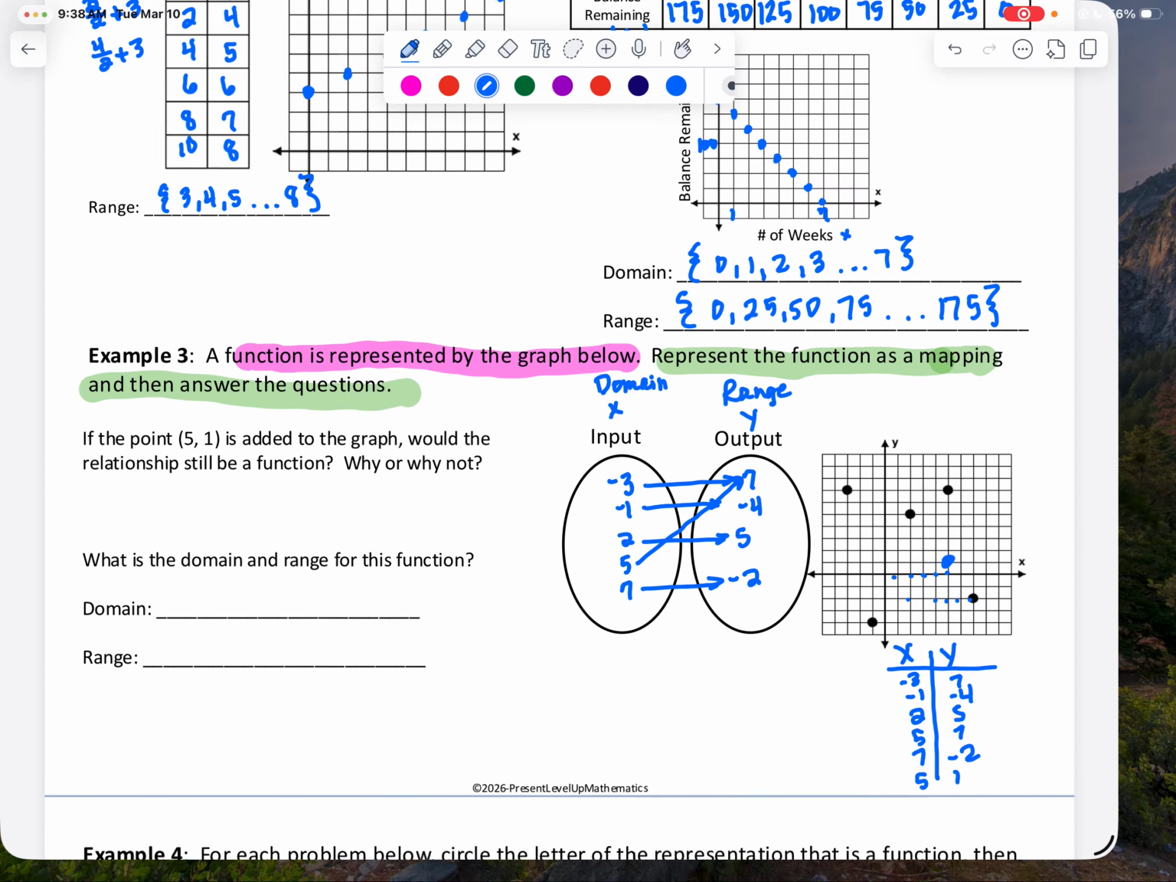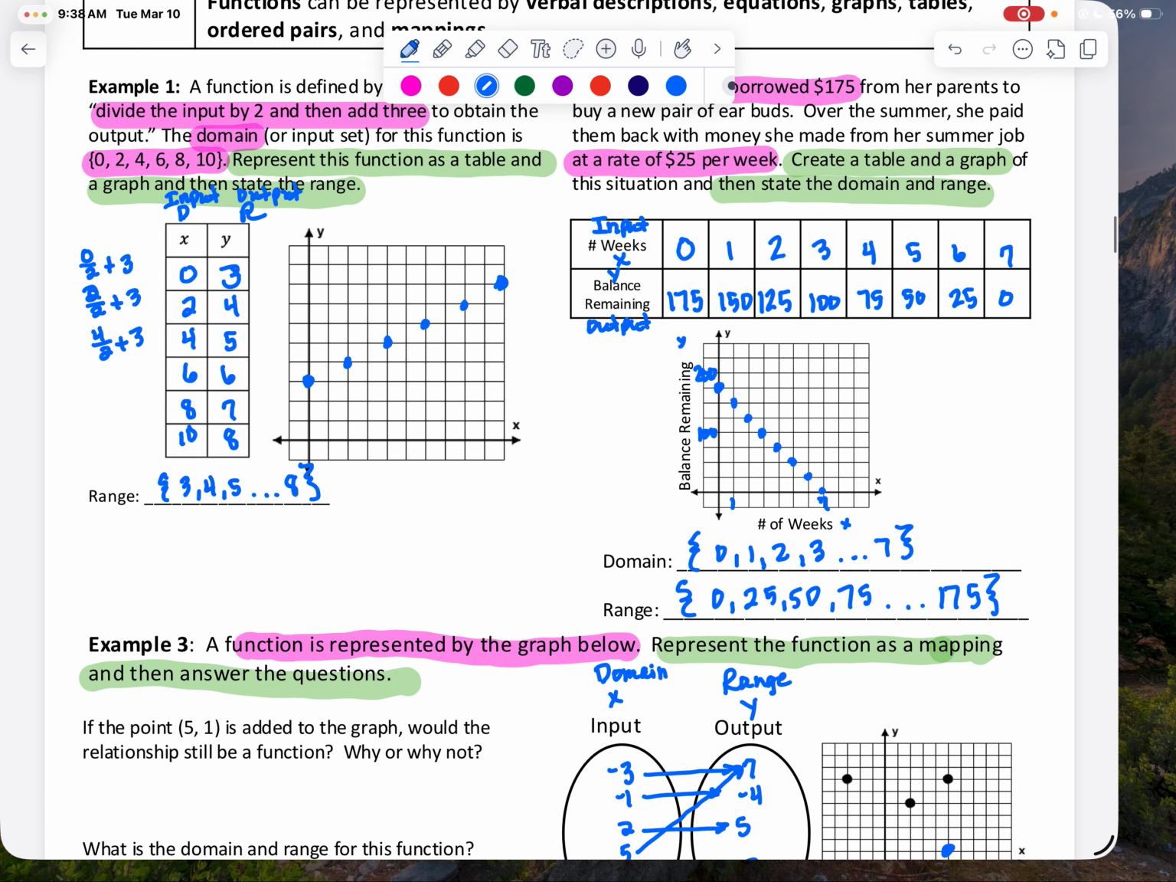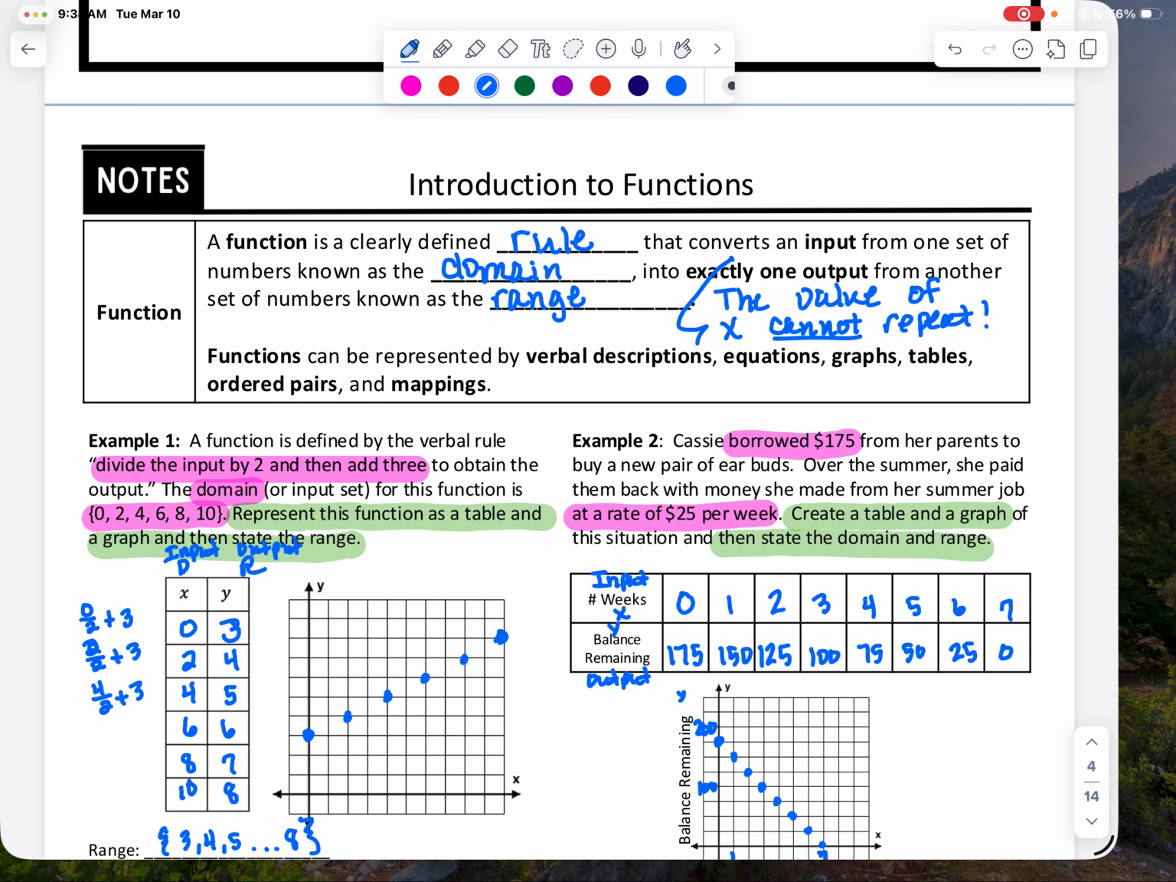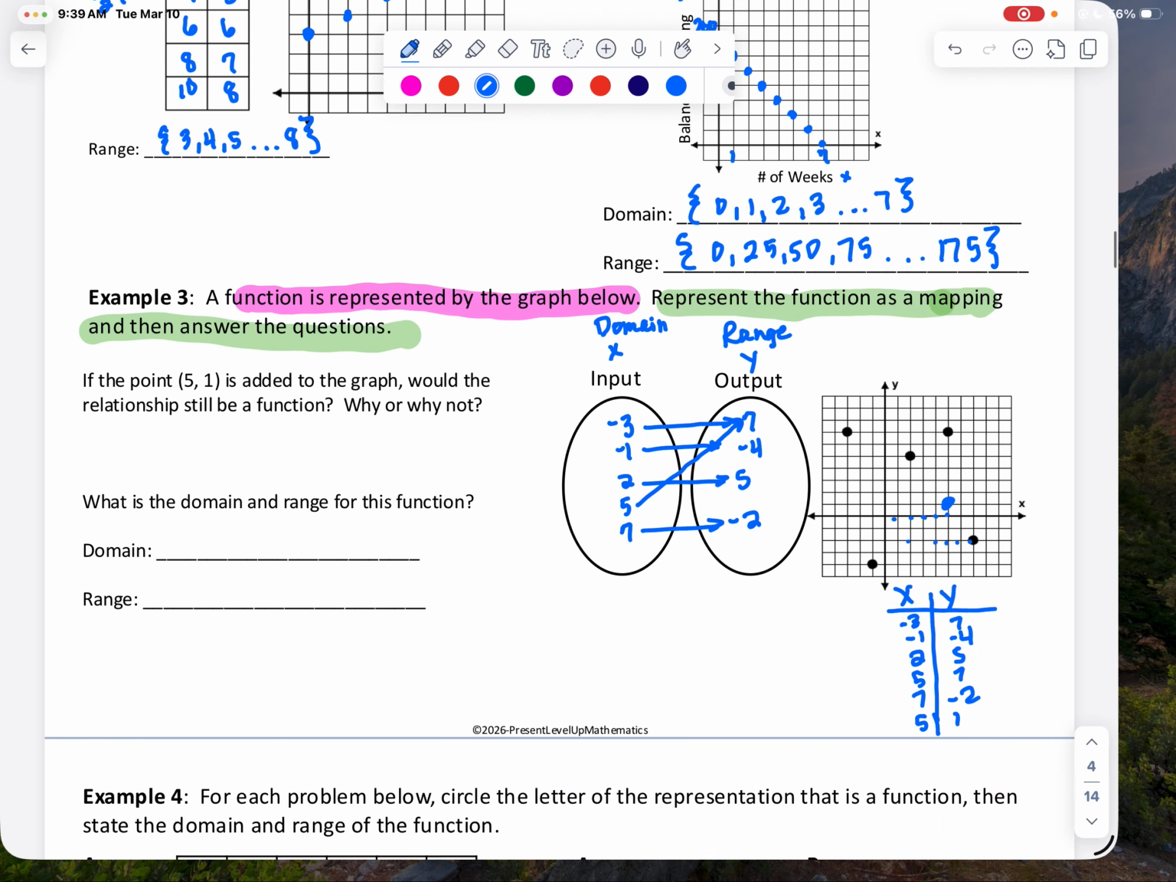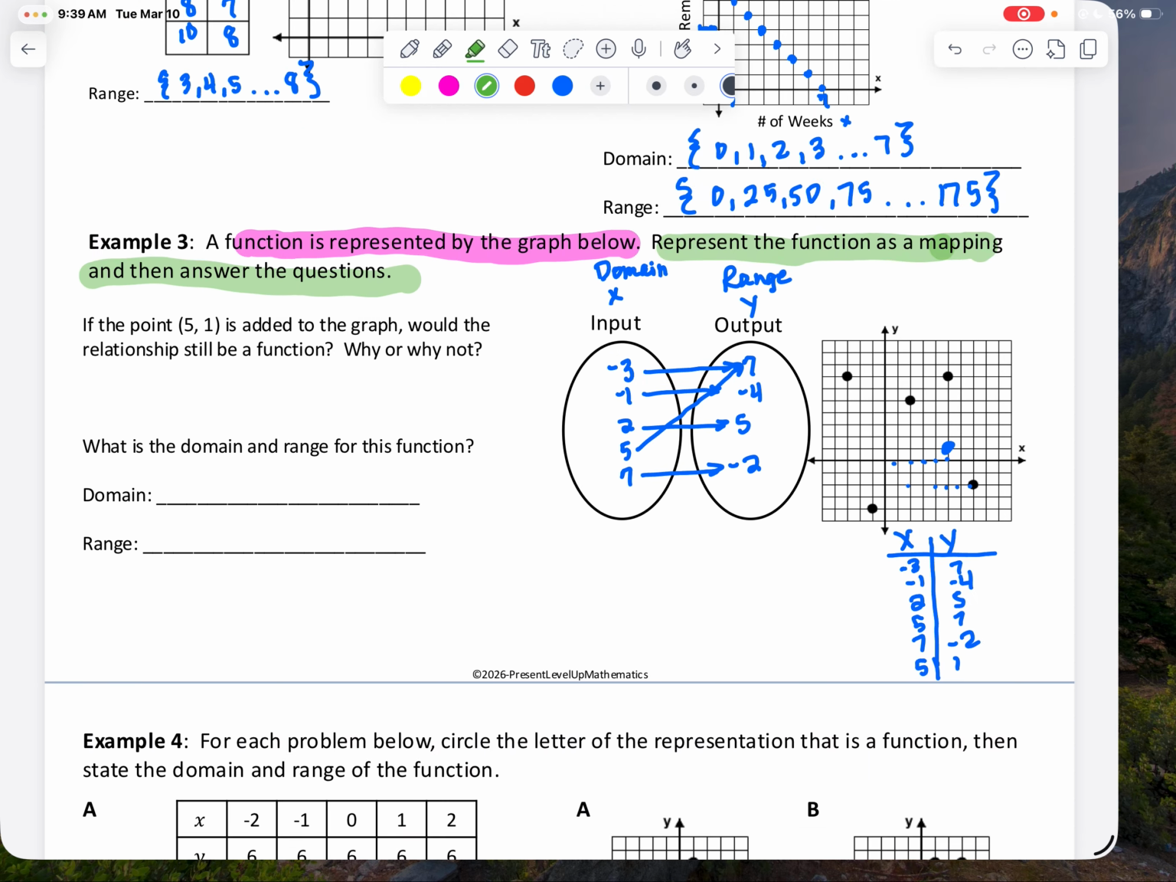Now, I want you to go back to the very beginning when I defined a function for you. And I wrote something down right here. In a function, the value of X cannot repeat. So if I add (5, 1) to the function, I want you to notice what just happened. That caused the X to repeat. So would it still be a function? No, because X equals 5 repeated.